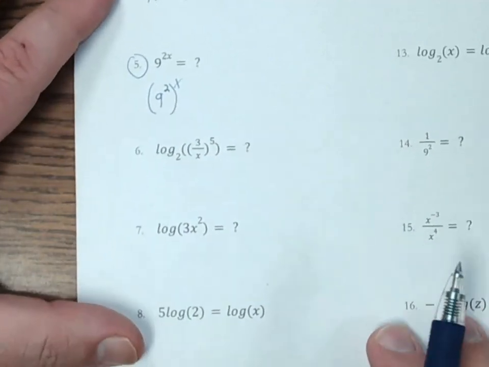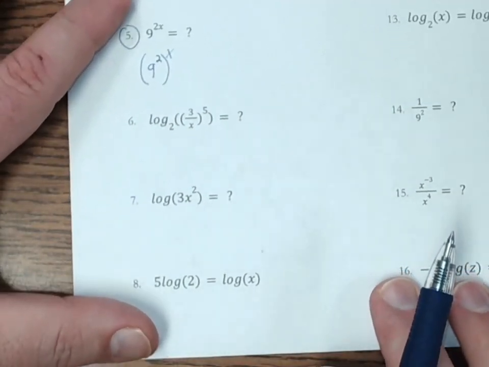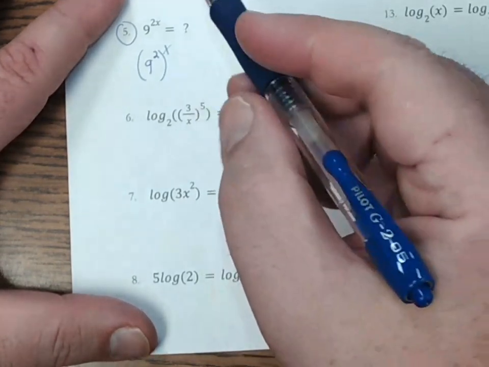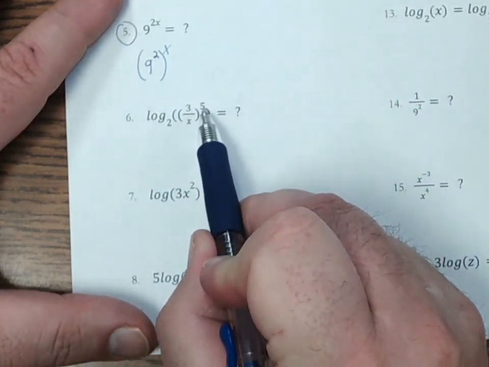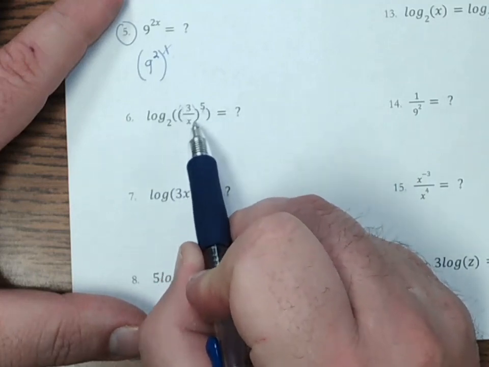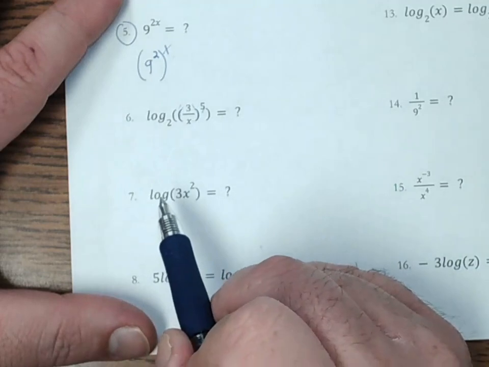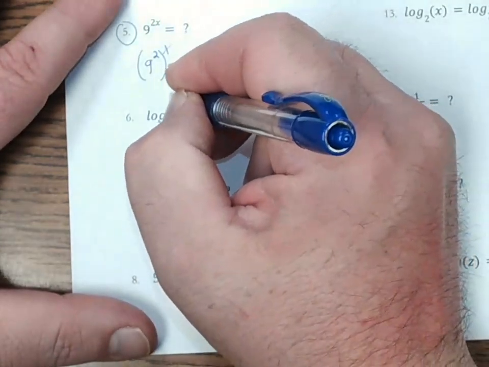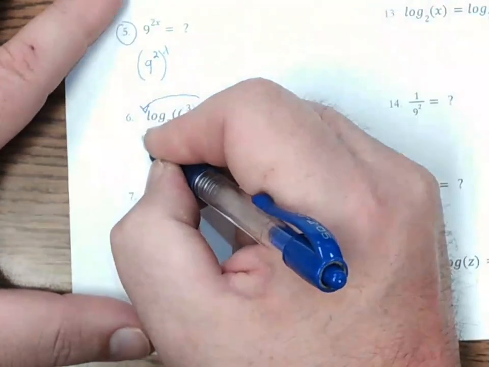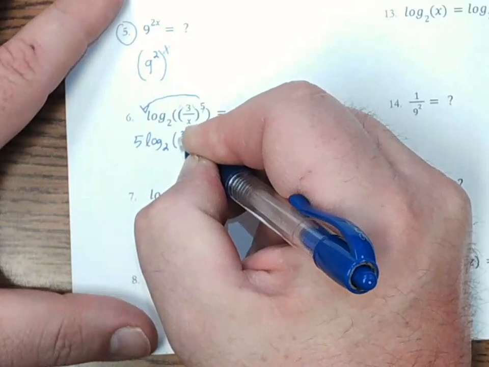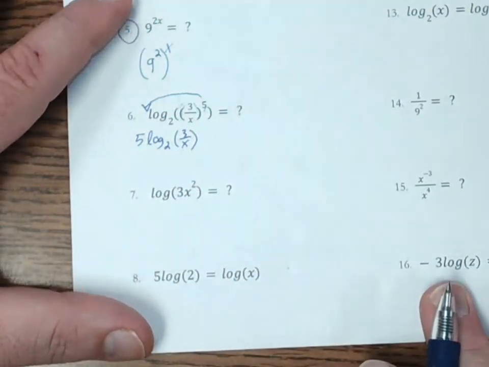Not a problem. Number 6, this one's going to get a little difficult. Not terribly, but we're going to break it into 2 pieces. So first, we have this exponent of 5 that's being applied to everything in this set of parentheses here, and then it's all inside the logarithm parentheses. So first, I'm going to move the 5 in front of the log. So I get 5 times the log base 2 of 3 divided by x.